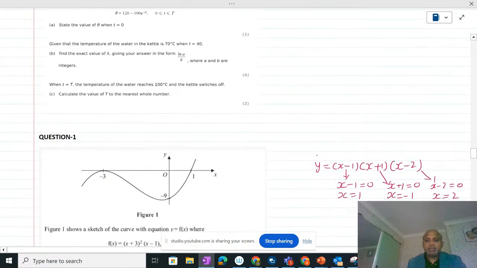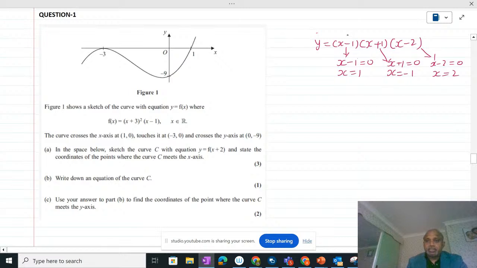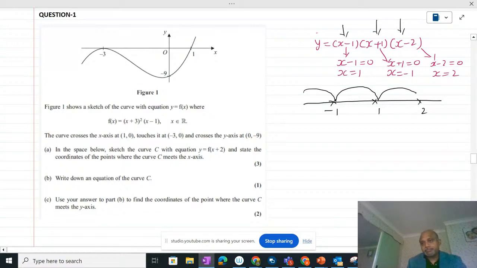Now, here is my question. If you put x equal to 1 in this equation, then this thing will be 0. If you put x equal to minus 1, then this whole thing will be 0. And if you put x equal to 2, then this whole thing will be 0. Once you have done that, you just need to make a bridge shape diagram. Bridge shape diagram means arrange them in order. So the first one is minus 1, second is 1, and third is 2. Make the bridge shape diagram like this.